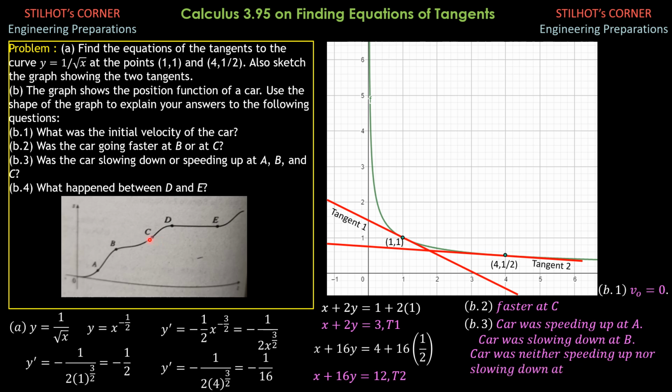Then we proceed to B.4. What happened between D and E? Because the position function is constant between D and E, it means that the car did not move between D and E, or the car was at rest. So the car was at rest between D and E. So that's it for this video.